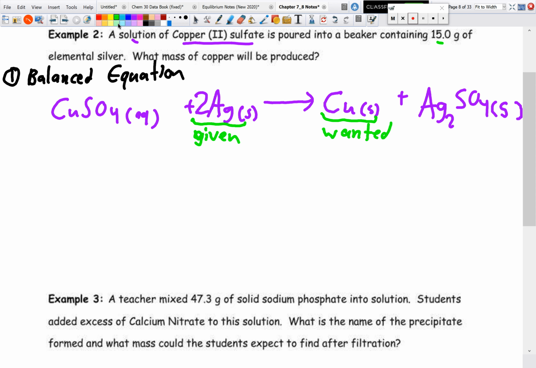Copper is our wanted. And just really quick, you can go and get the molar masses for these here. These are just as they are. So remember, when you're getting the molar mass, never use the coefficient in front. The molar mass for silver is just the molar mass of one silver atom, which is the number given directly on the periodic table.